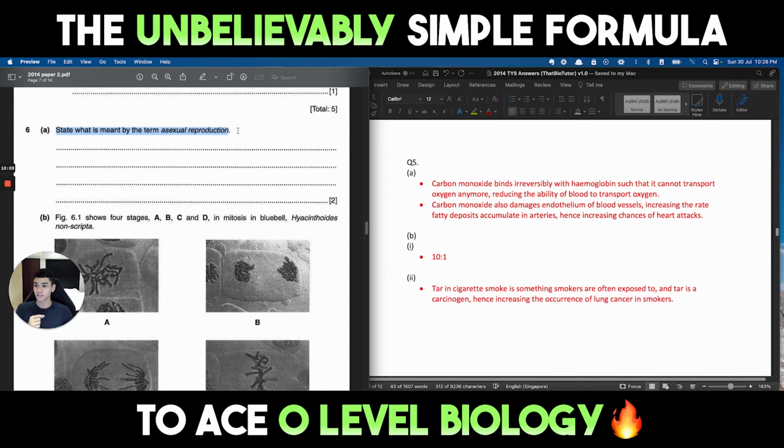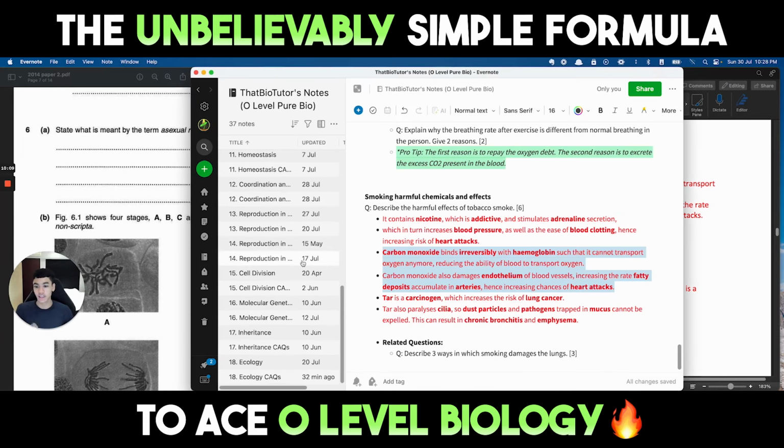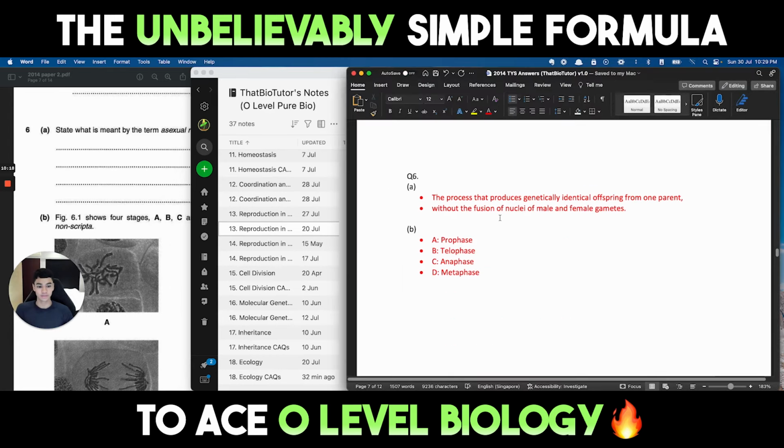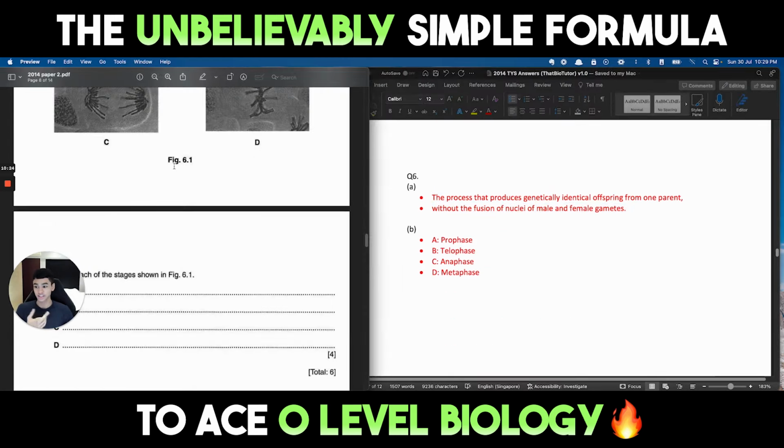And then asexual reproduction. This is topic 13, reproduction in plants. I chose to park it there. Here we go, asexual reproduction. You notice this comma? It's separating 2 points actually. It makes sense here that they'll award you 2 marks like that. That's another free 2 marks.